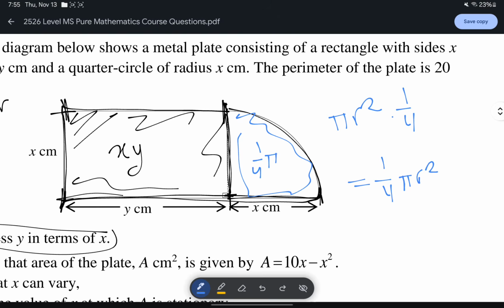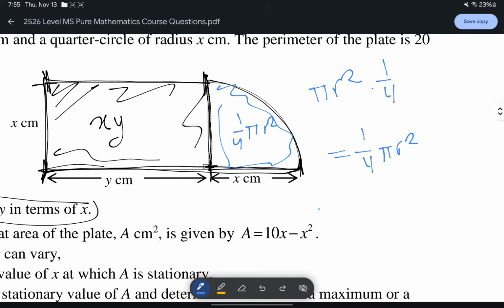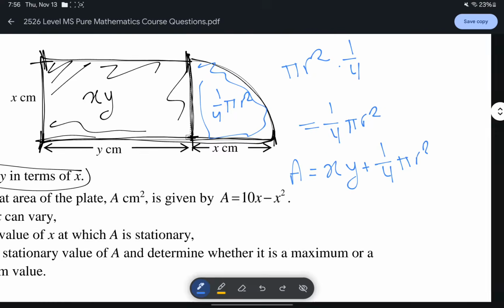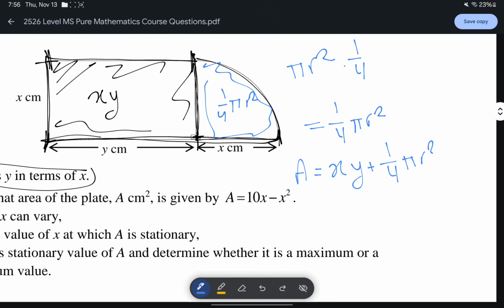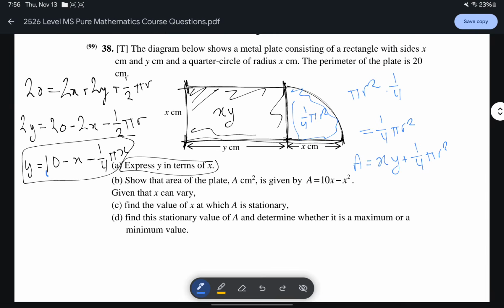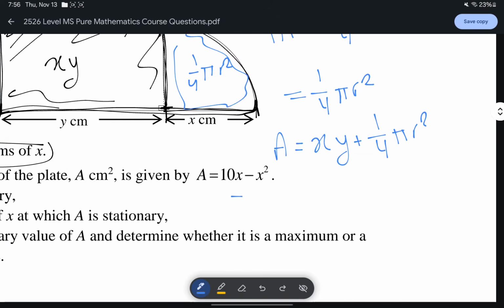Okay, now they want the total area, so our area is just adding both of these, so xy plus 1 over 4 pi r squared. Because this is the total area, this is what they want. Now we'll take this and we'll substitute in our equation with y. So we have y is this, 10 minus x minus 1 over 4 pi x. So we'll take that and we'll substitute it into here. So it's 10 minus x minus 1 over 4 pi x. Okay, this plus 1 over 4 pi r squared. We substituted the y, that's all we did.